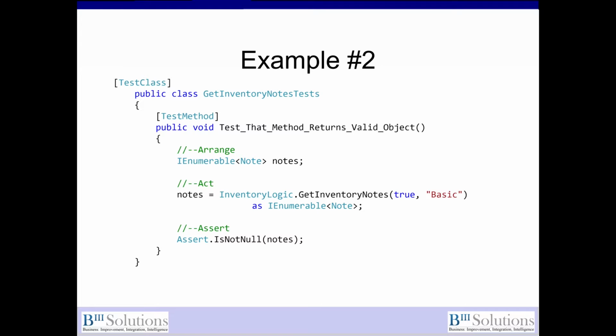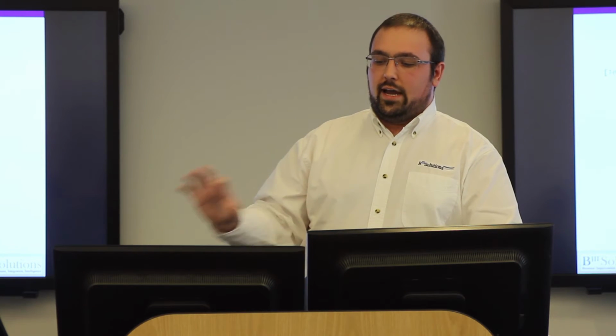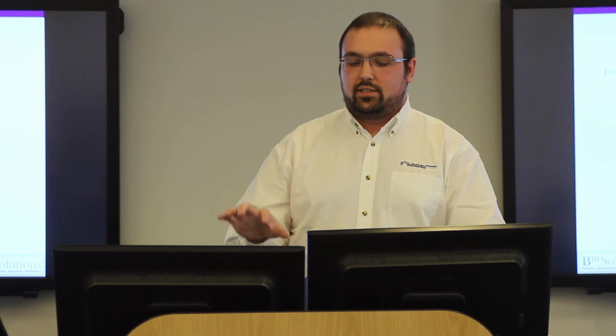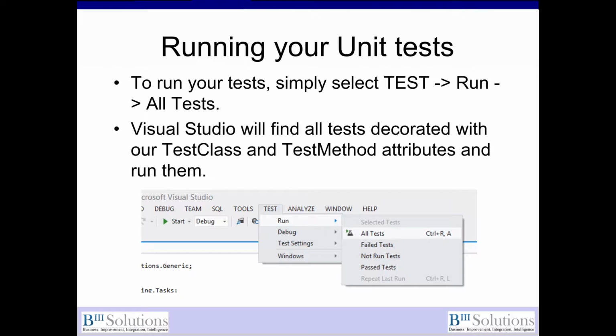Then we attempt to set the value of that with whatever this get inventory notes function returns. And then after that's all done, we want to say, is this object null or not? You're setting up your input, you act on that input, and then you want to see, did what I expect to happen actually happen? All right, so when you're in Visual Studio, to actually run your tests, you want to go up to the test menu, and then you want to say run all tests.